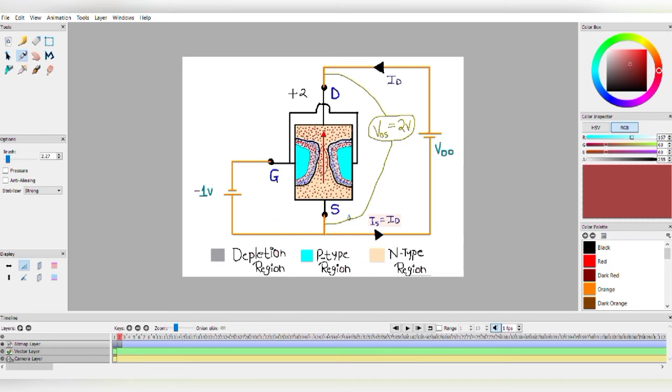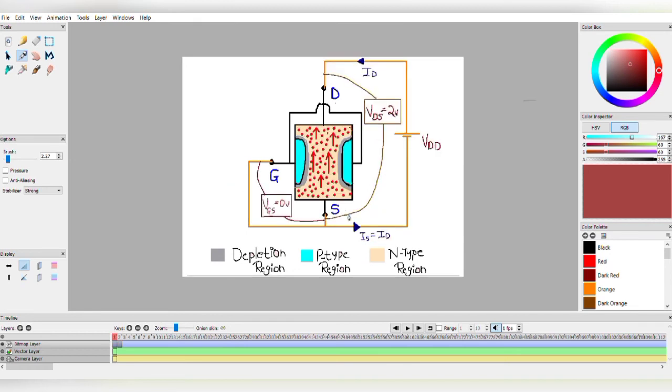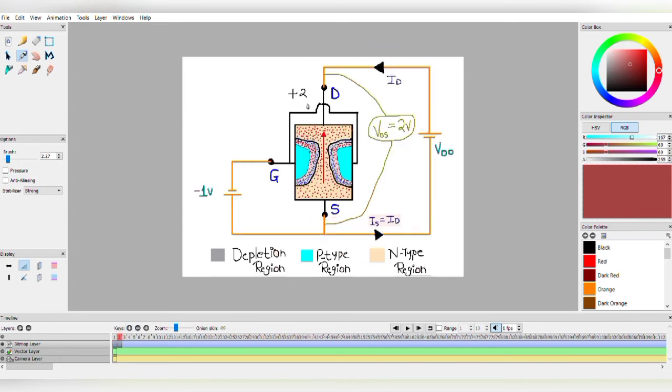So just by looking at these two regions, you can conclude that here ID would be minimum, or basically decreases, when you decrease your gate to source voltage. Just note it down somewhere so that you remember this concept.